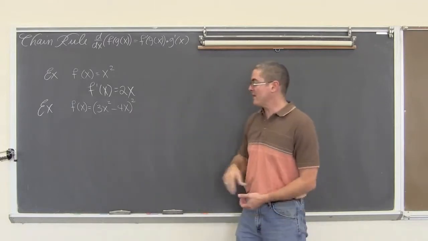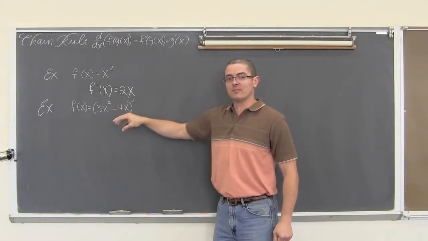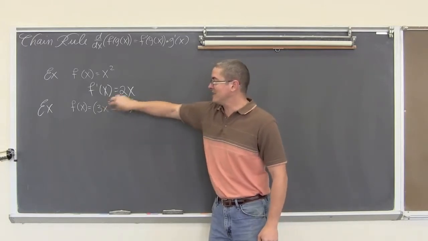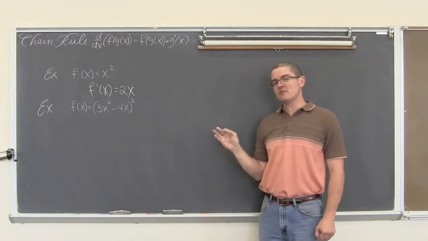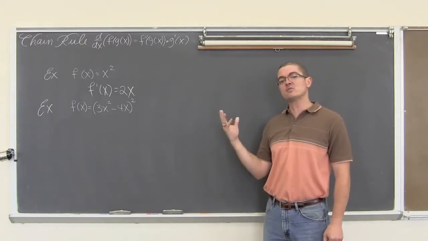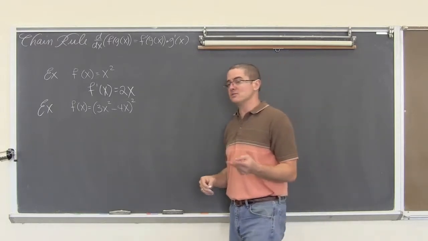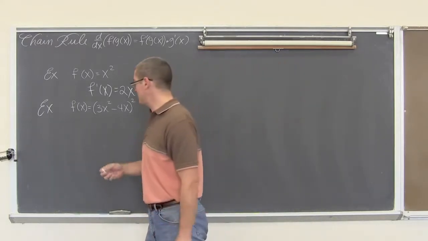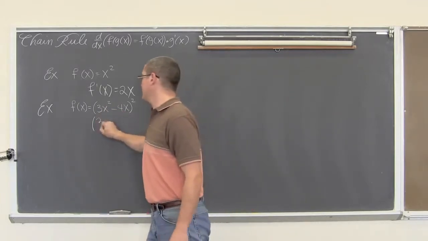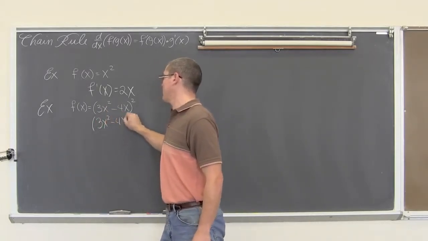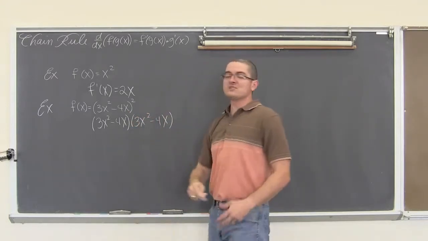Whereas the second one, I have something going on inside the squared function. So this is a function inside of another function. We haven't had that before. If I were to find the derivative of this without using the chain rule, I would have two options. One, and that's the first one I'm going to do, is this binomial is being squared, so I can write 3x squared minus 4x times 3x squared minus 4x.